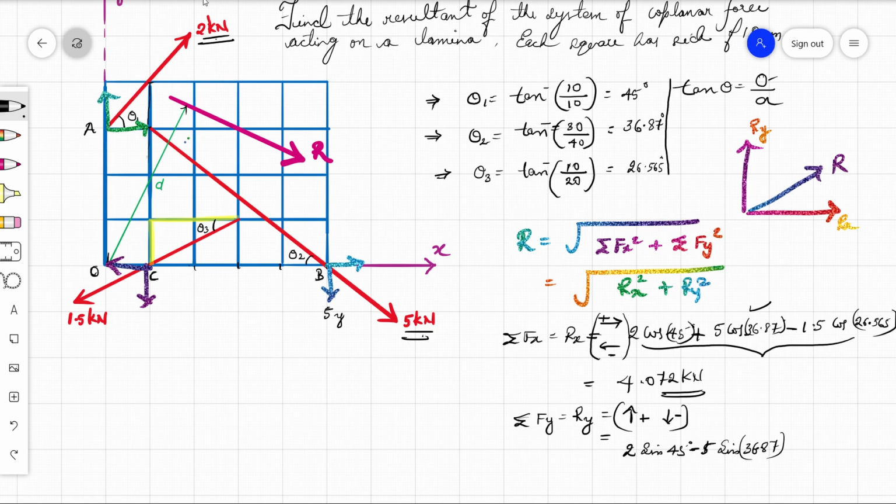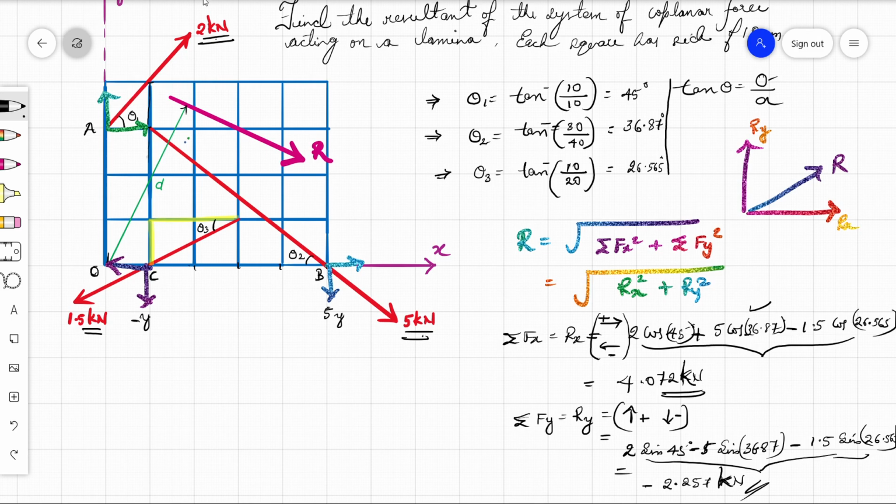The next is 1.5 kilonewton. Its y component is also in the downward direction, so it will be negative y. That is minus 1.5 sine 26.565. Again, all of this should be calculated in a single calculator step. Once it is done, the value will come as minus 2.257 kilonewton, and the k is a small k. Remember, k is small k.